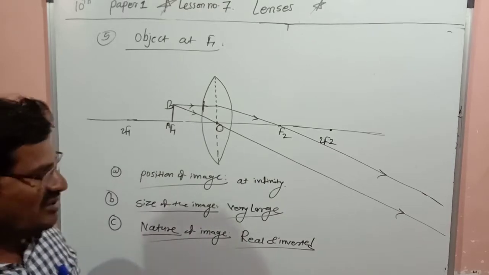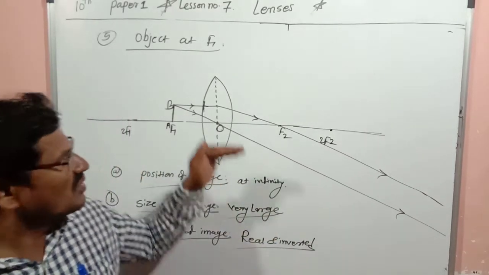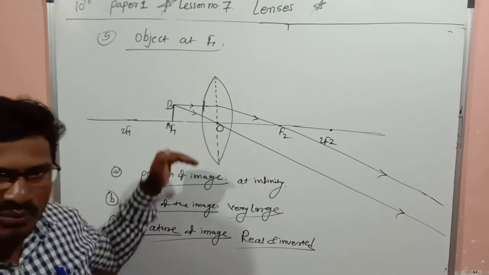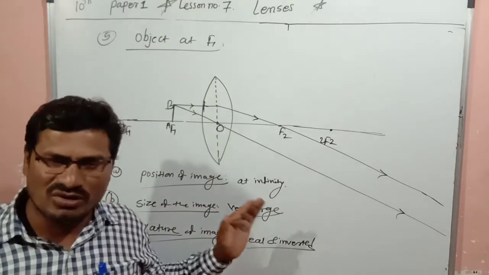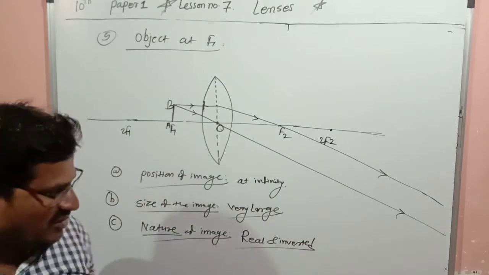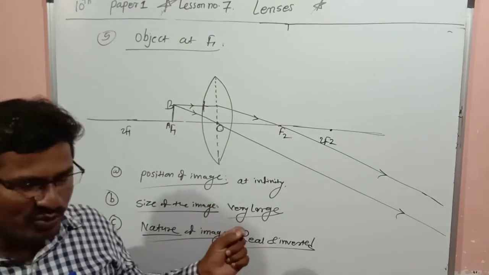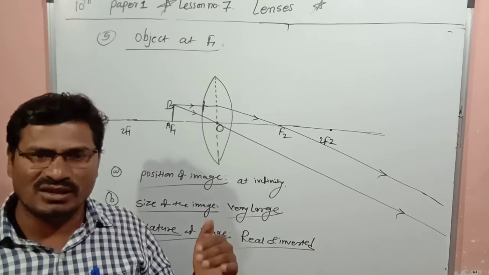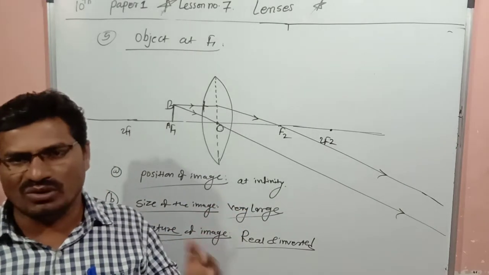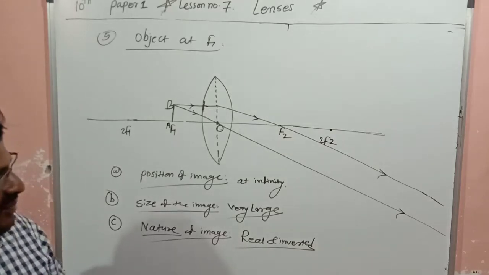So these points you have to remember each time: position of the object, position of the image, size of the image, and nature of the image. If you remember these points, whenever it is asked in the exam, you can draw the ray diagram very simply.